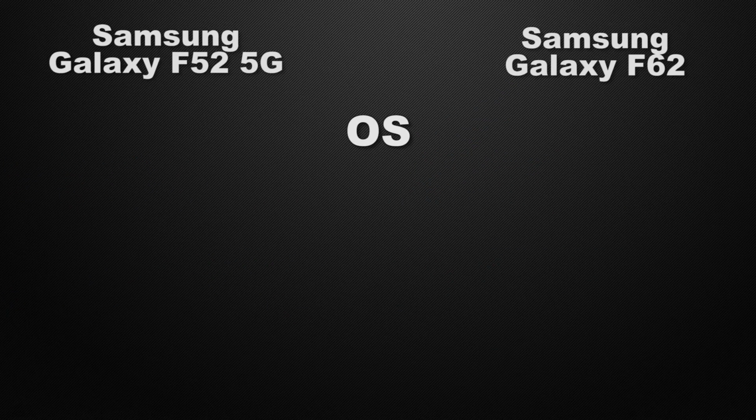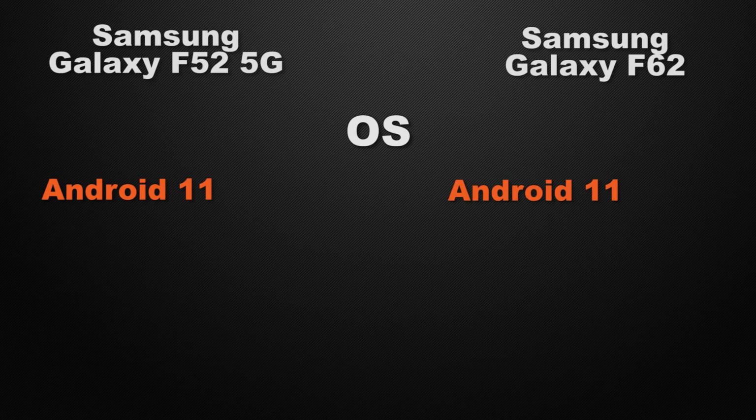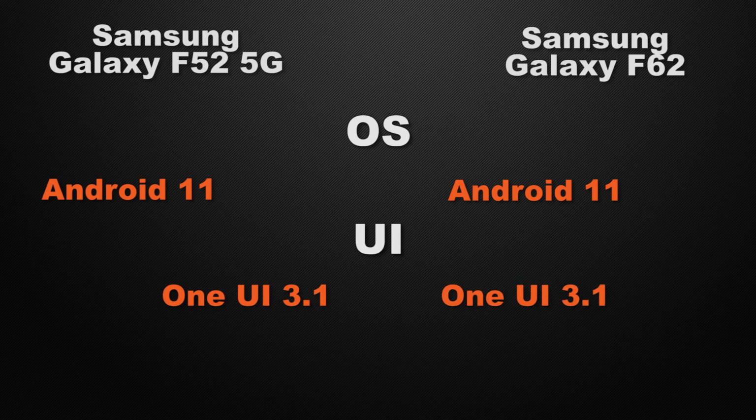Moving to the performance of the devices, let's start with the operating system of the devices. F52 has Android 11 support, on the other side F62 has Android 11 support. So it's a tie. And about the user interface of the devices, F52 has One UI whereas F62 comes with One UI too. So it's a tie because both have the same UI.